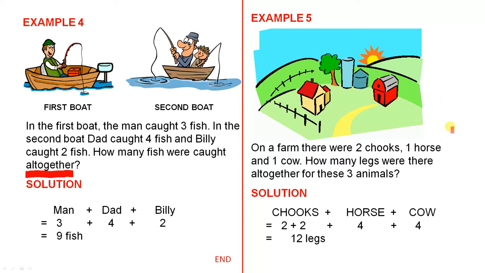Example 5. On a farm there were 2 chooks, 1 horse and 1 cow. How many legs were there altogether for these 3 animals? There's the word altogether again. So it's to do with addition. So we write down the 3 animals. Now there were 2 chooks, so 1 chook has 2 legs and the other one has 2 legs. 1 horse has 4 legs, 1 cow has 4 legs. When we add 2 plus 2 plus 4 plus 4, we get 12 legs altogether.